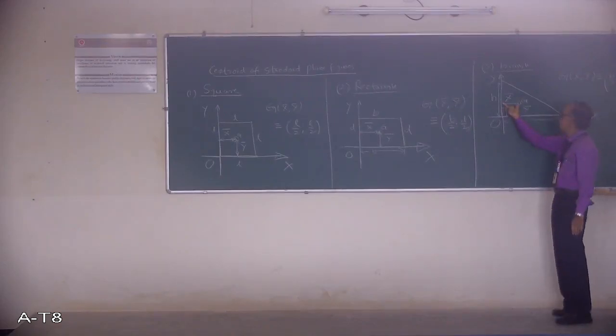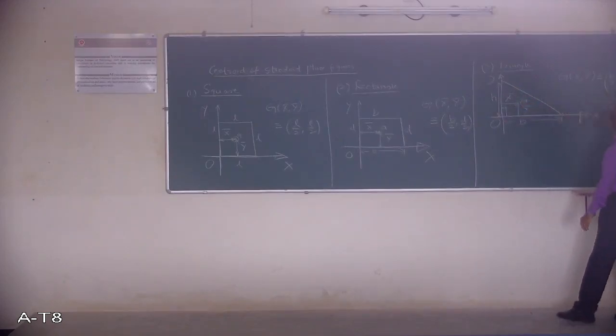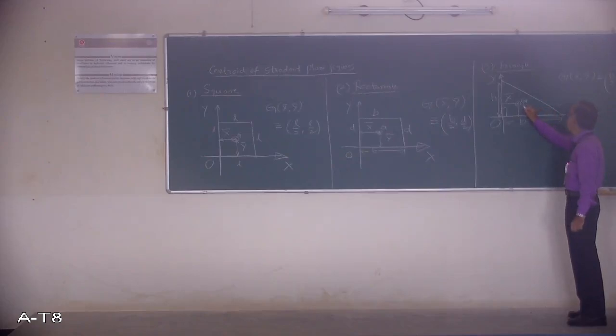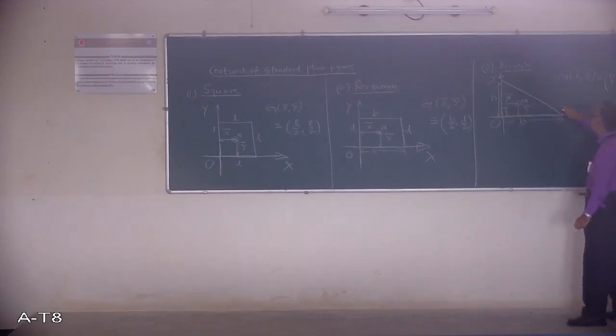So from the base, if you measure x bar, it is exactly one third of b, that is b by 3. Similarly, when you measure y bar, that is exactly one third of the height, h by 3. Suppose the same centroid. If you measure from this point, parallel to the x-axis, the total is b. So from here it is one third of b. From here it is 2/3 of b.